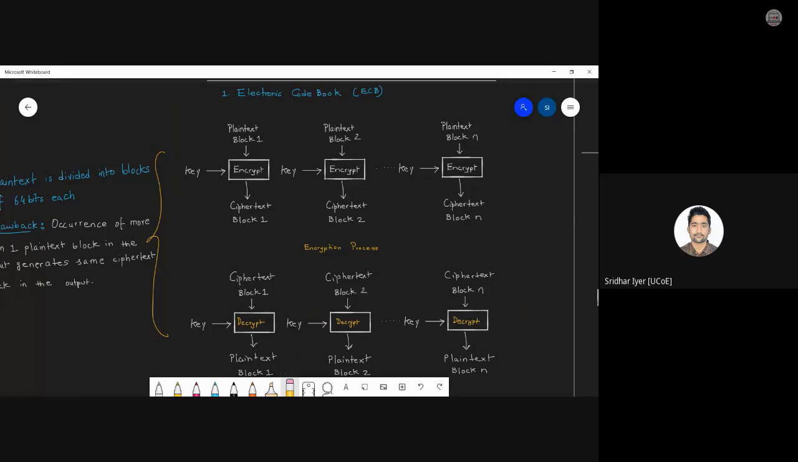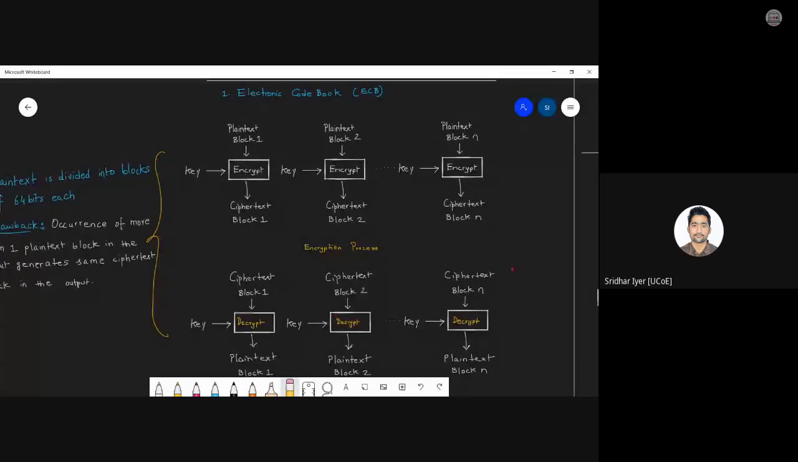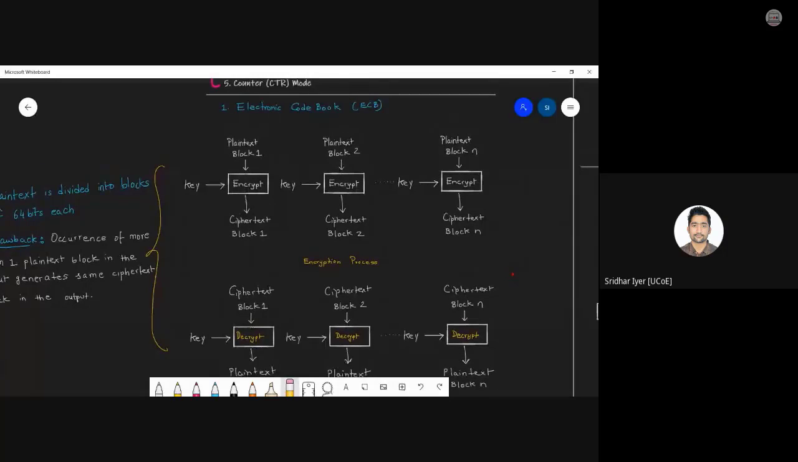Fine. So in the next 2 to 3 minutes, I would be revising whatever we have seen so far, and then I will start off with today's topics. Fine. So let's start off with this one, the electronic code book. It is one of the simplest of all the modes we have seen so far.